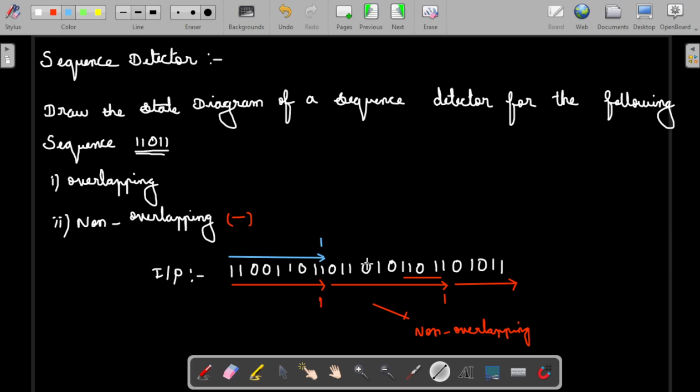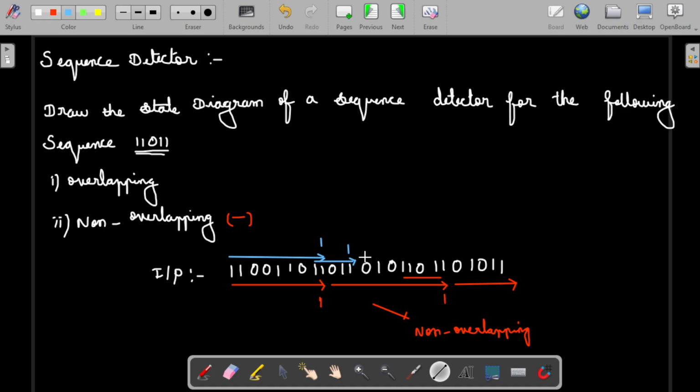But here we won't start from the next bit. Even from the subset we will start here, so from here itself we start again. Here we have detected another sequence, so the output will again be 1, because this is overlapping. The last 2 bits from the previous sequence are taken into consideration. Another sequence overlaps 11011, and the 11 is the intersection of both. In the overlapping sequence this also needs to be detected.